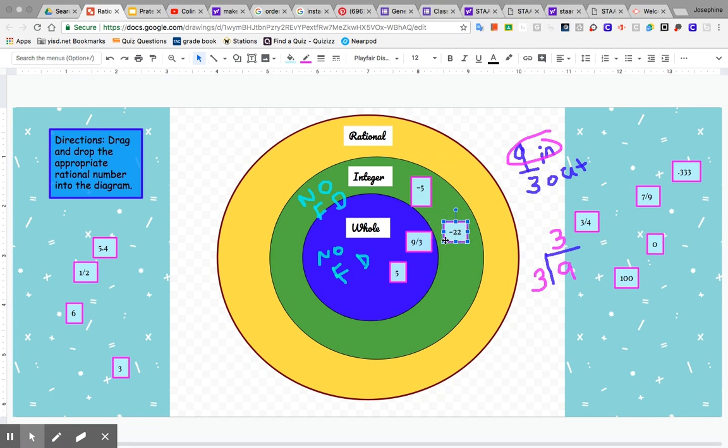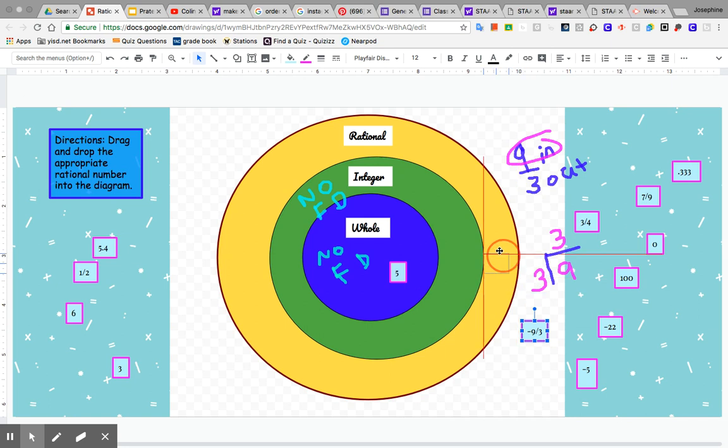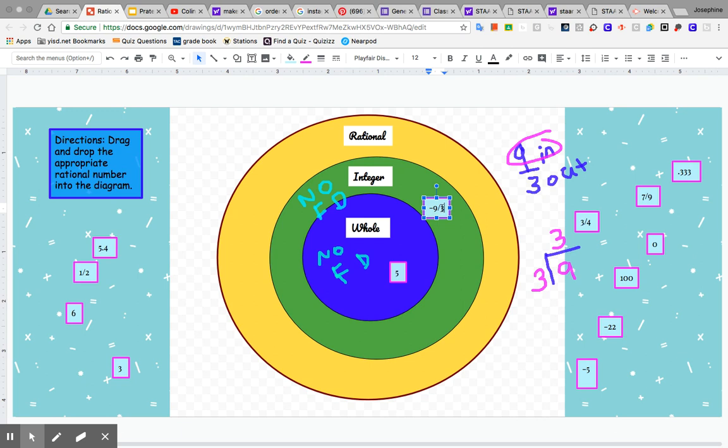But what if, here's another example. What if I have negative 9/3? Is that still whole? It actually is not whole because wholes are positives. Integers are opposite whole numbers as well. So negative 9/3 is actually equivalent to negative 3. How did I know that?